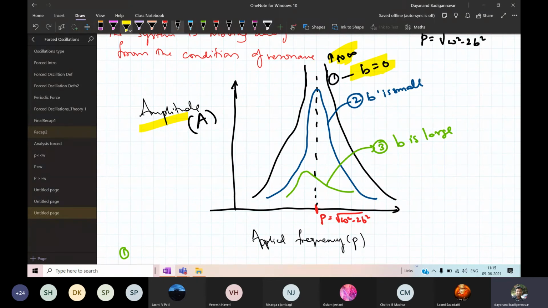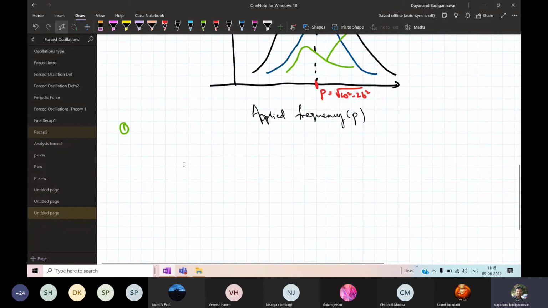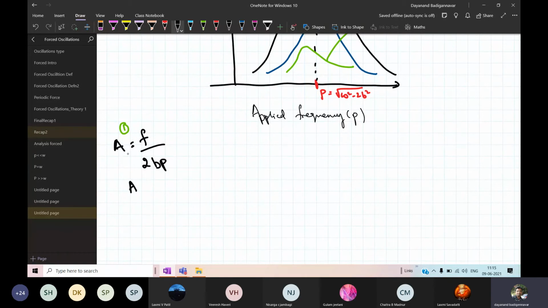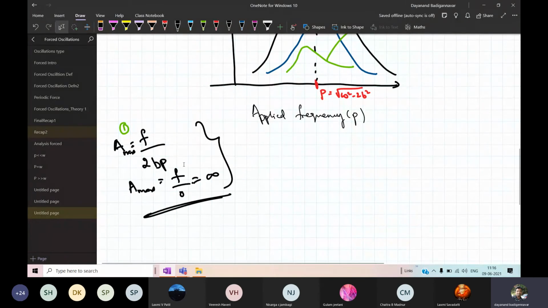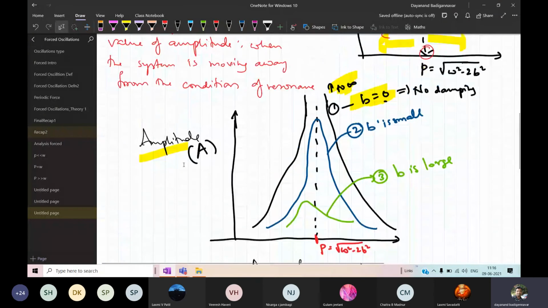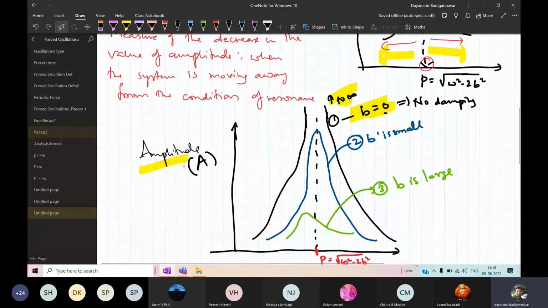B equal to 0 means there is no damping. When there is no damping, the amplitude is infinity. You can check it. You have the amplitude equation: A max is equal to F divided by 2 B P. If you substitute B equal to 0, F divided by 0 is infinity. So it goes to infinity. So this is not achievable. You cannot physically achieve an amplitude which is infinity, since you cannot have zero damping.